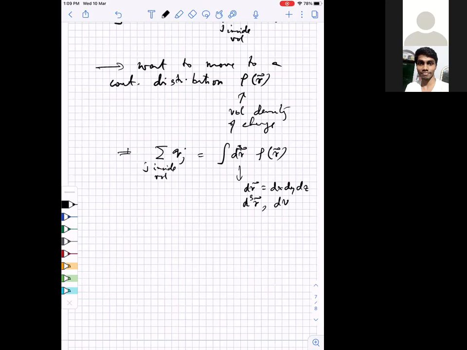Sometimes even books will write a dr with this r being a volume element. It doesn't matter. If the argument is volume dependent, then you're multiplying by something which is a volume. So this kind of stuff you can just define the way you like.